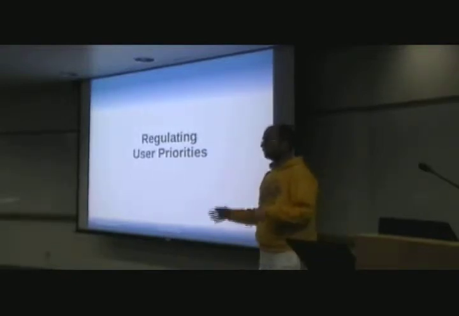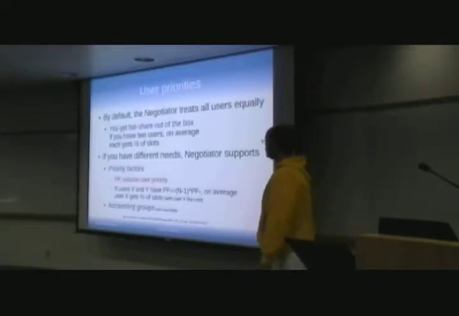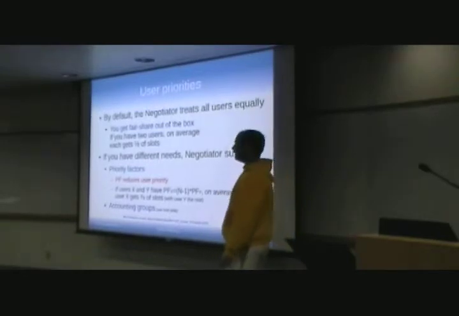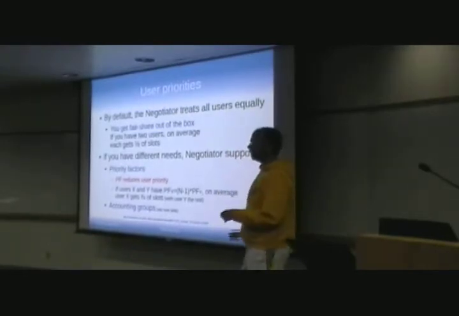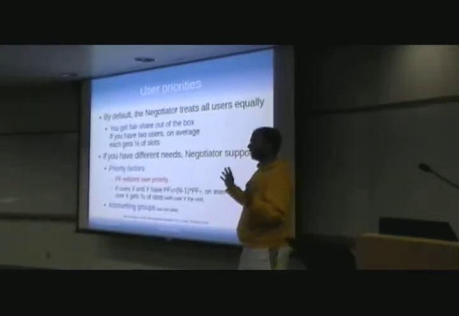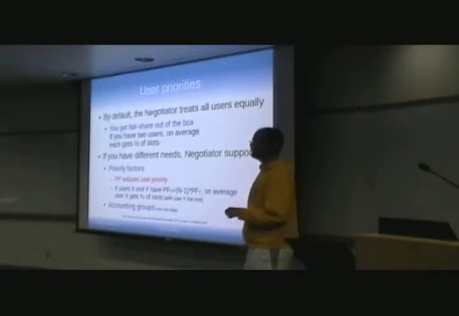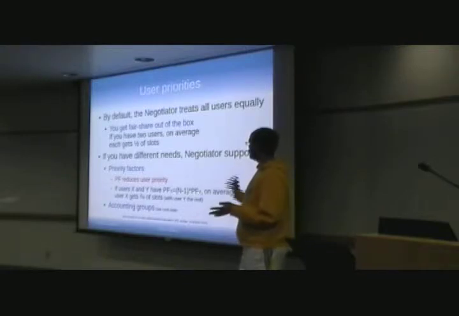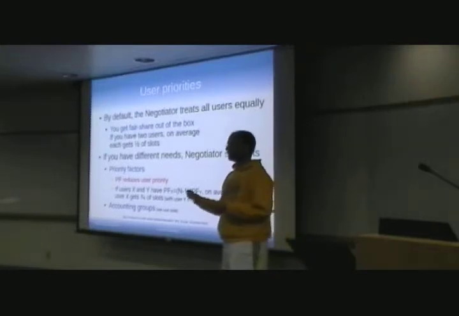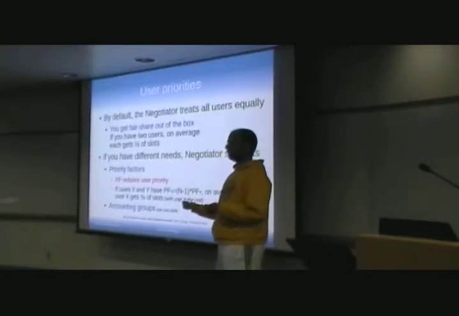So you have your Condor pool, it works nice and dandy, but by default, the negotiator will treat all users equally. So you get essentially the fair share out of the box. If you have, for example, 2 users, each will have on average half of the resources. But you may have different needs. And the negotiator supports priority factors and it supports accounting rules.